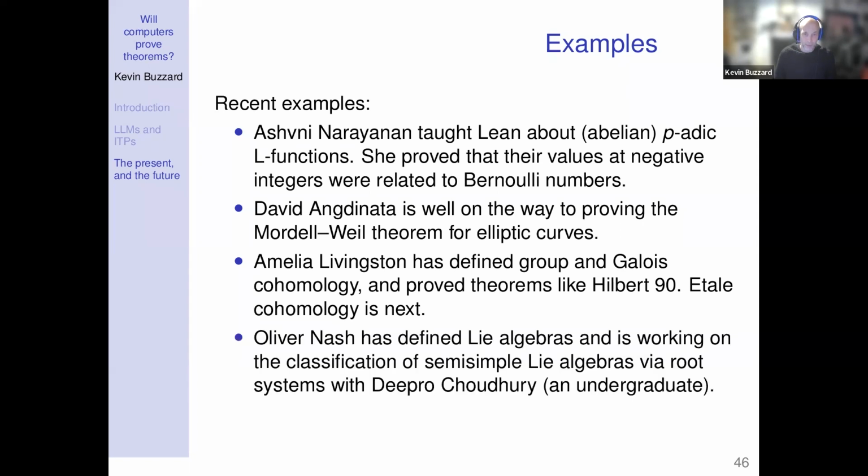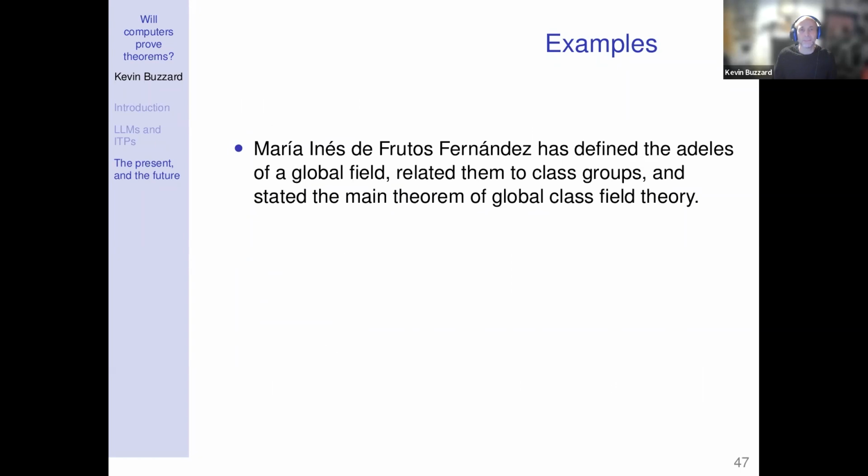Oliver, my postdoc, has defined Lie algebras, and he's currently working on the classification of semisimple Lie algebras. We need this kind of thing for the Langlands philosophy. I want to teach the computer the statements of the Langlands philosophy, so we need things like universal enveloping algebras of Lie algebras. So he's working on undergraduate level Lie theory, if you like, but it's going great.